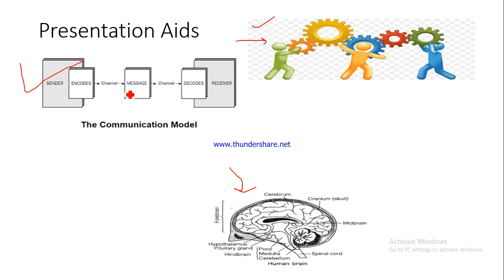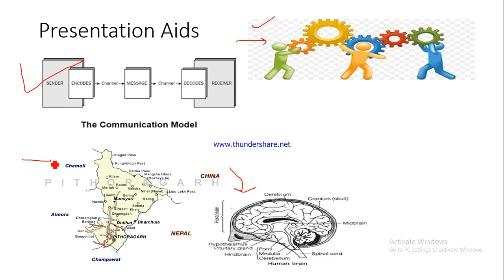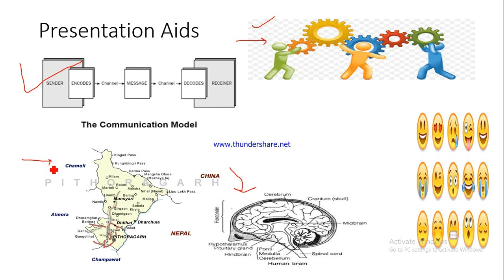Apart from pictures, models and diagrams like these, what else can you use? You can make use of maps also. If you want to tell somebody about Pithoragarh, rather than telling him that to the right of Pithoragarh lies Nepal and to the left lies Almora, to the north east lies China, if you show him this particular map, don't you think they would be better able to understand what you are trying to tell them? It would be easier for you to communicate your message as well. So you can make use of these kinds of maps as well.